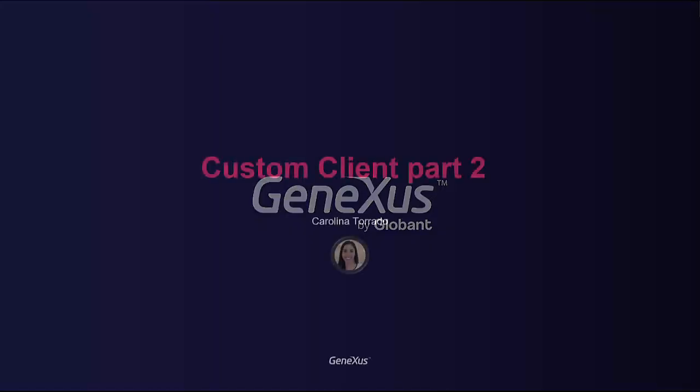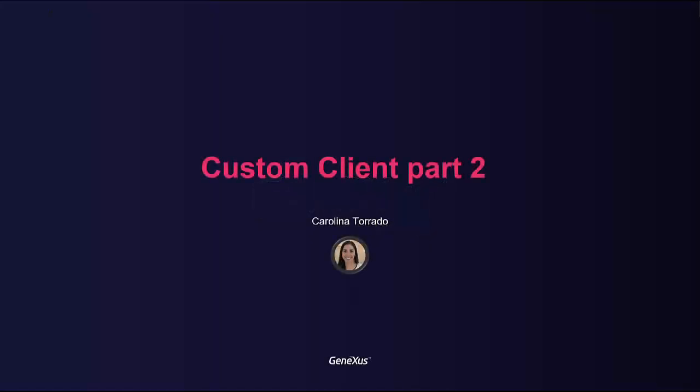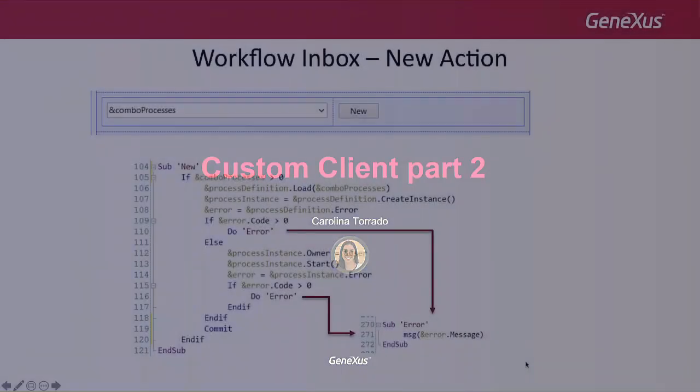Custom Client, the second part. In this part, we are going to see the workflow inbox and all its functions like execute a work item, delegate a work item, complete a work item, and see its history. Now we are going to see the new action function.